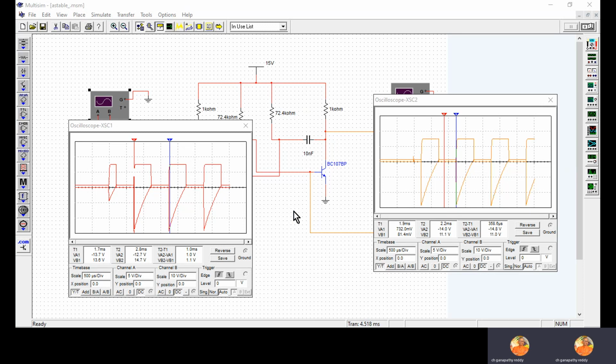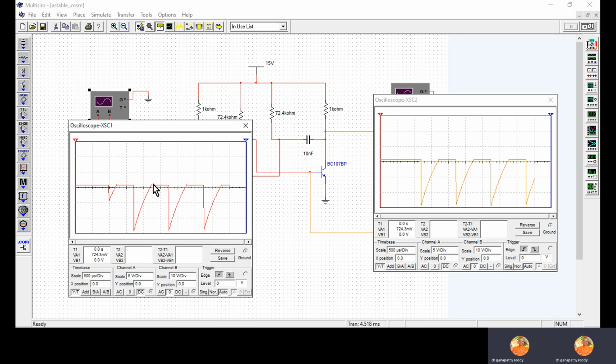So the base waveform and collector waveform, both waveforms note down. For the base waveform, you can switch off the collector, which is ground. With the collector grounded, the base waveform is visible. This is around 740 millivolts, so 0.7 volts. That you can note down. Negative also you can note down.